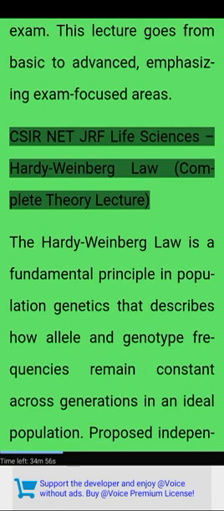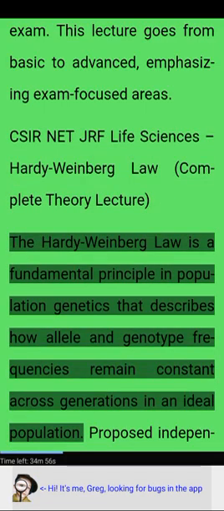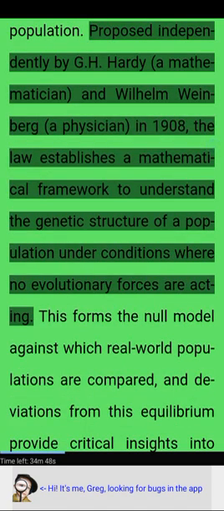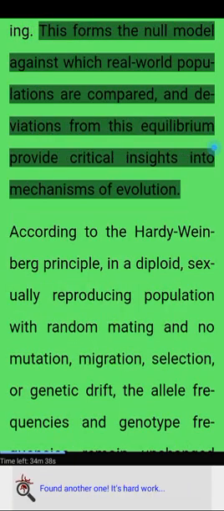CSIR NET JRF Life Sciences, Hardy-Weinberg Law, Complete Theory Lecture. The Hardy-Weinberg Law is a fundamental principle in population genetics that describes how allele and genotype frequencies remain constant across generations in an ideal population. Proposed independently by G. H. Hardy, a mathematician, and Wilhelm Weinberg, a physician, in 1908, the law establishes a mathematical framework to understand the genetic structure of a population under conditions where no evolutionary forces are acting. This forms the null model against which real-world populations are compared, and deviations from this equilibrium provide critical insights into mechanisms of evolution.